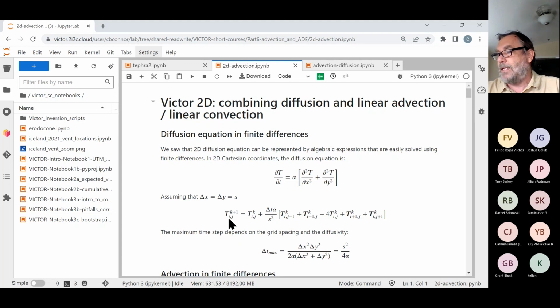So in this case, i and j refer to grid point locations on a grid of data, like a map or a cross section or something like that. And k refers to time. This equation is arranged so I can know the concentration or the temperature in the future, at the next time step at point ij, if I know all these things about the temperature at and around that point in the current time step.